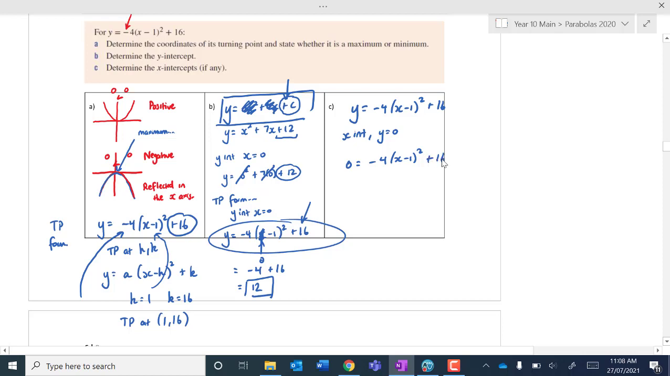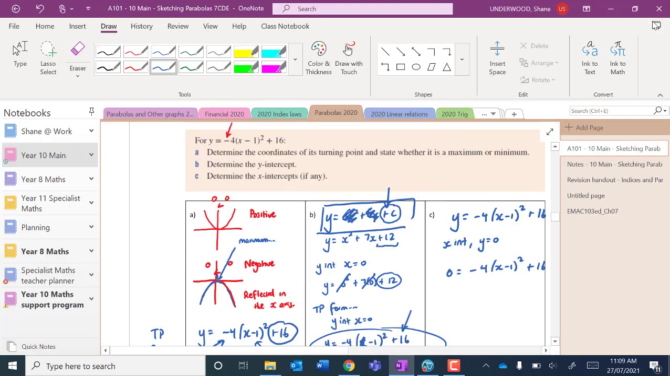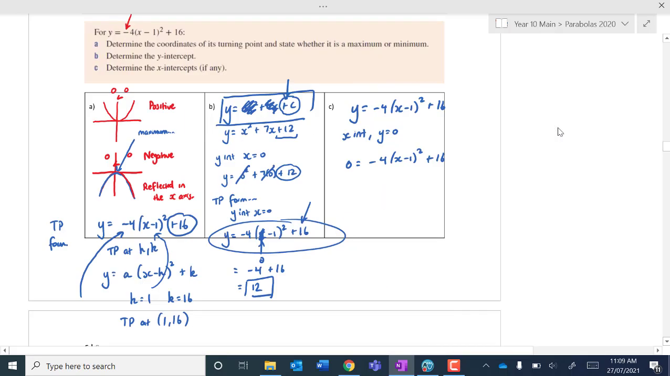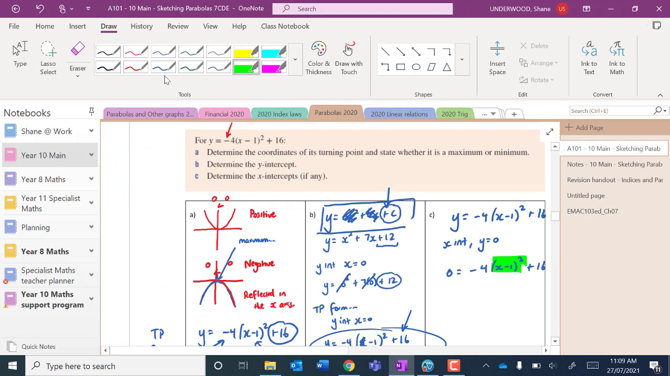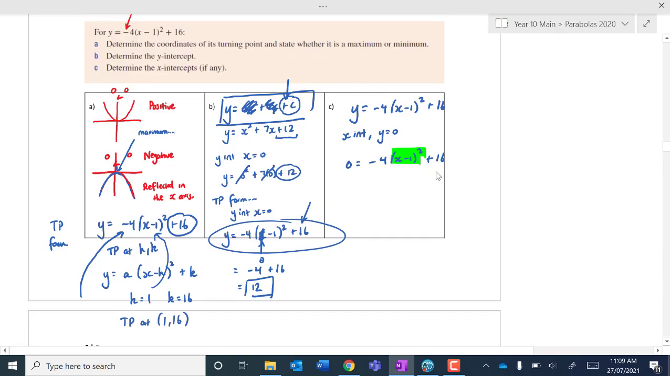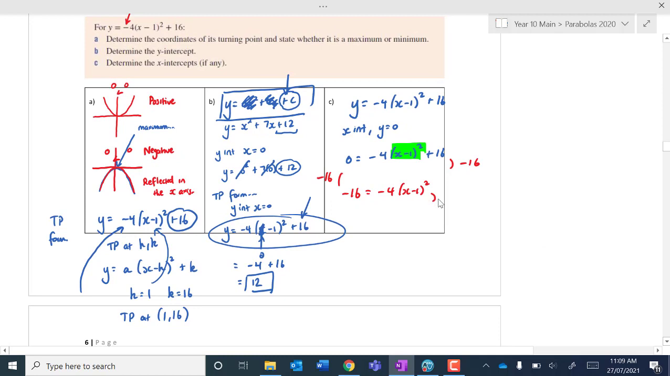So this is where it gets a bit tricky, is that we want to get x by itself. So in other words, I've got this. I want to get this x by itself. Currently it's squared, it's multiplied by negative 4, and we're adding 16. So what we're going to do is everything that's furthest away, let's subtract 16 from both sides. If I subtract 16, I've got -16 = -4(x - 1)². Well, you might notice there's a negative 4 at the front. So what do we have to do? We need to divide by negative 4, both sides.